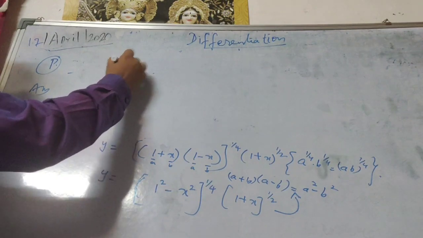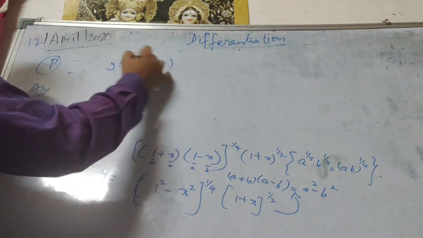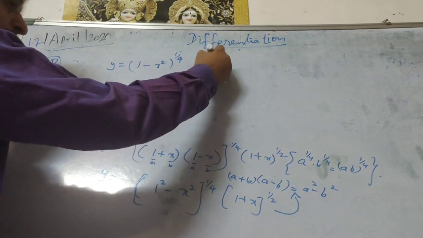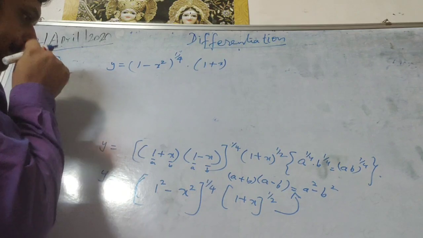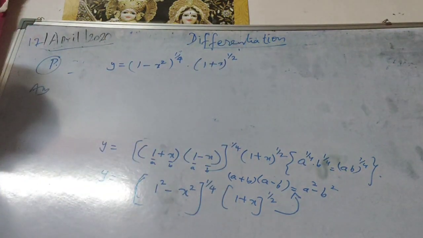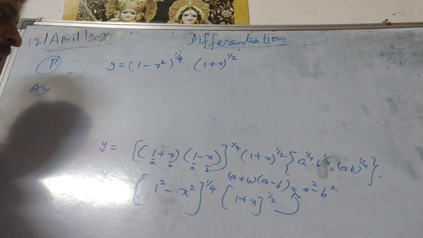This will be y equals 1 square is 1 minus x square whole power 1 by 4 into 1 plus x whole power 1 by 2.